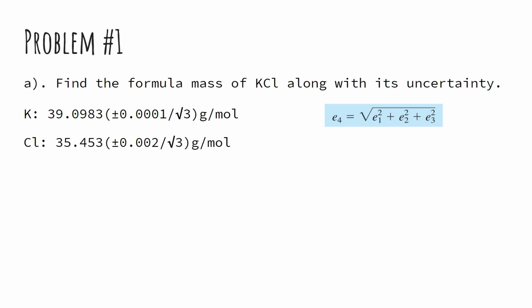These uncertainties can be found on the periodic table on the front cover of the textbook. This number will then need to be divided by radical 3 to get the absolute uncertainty. These are the atomic masses of each element with its absolute uncertainty. Using these absolute uncertainties, we can plug these numbers into the uncertainty formula for subtraction and addition to get the absolute uncertainty for the final answer. After doing that, we get that the absolute uncertainty is 0.001.